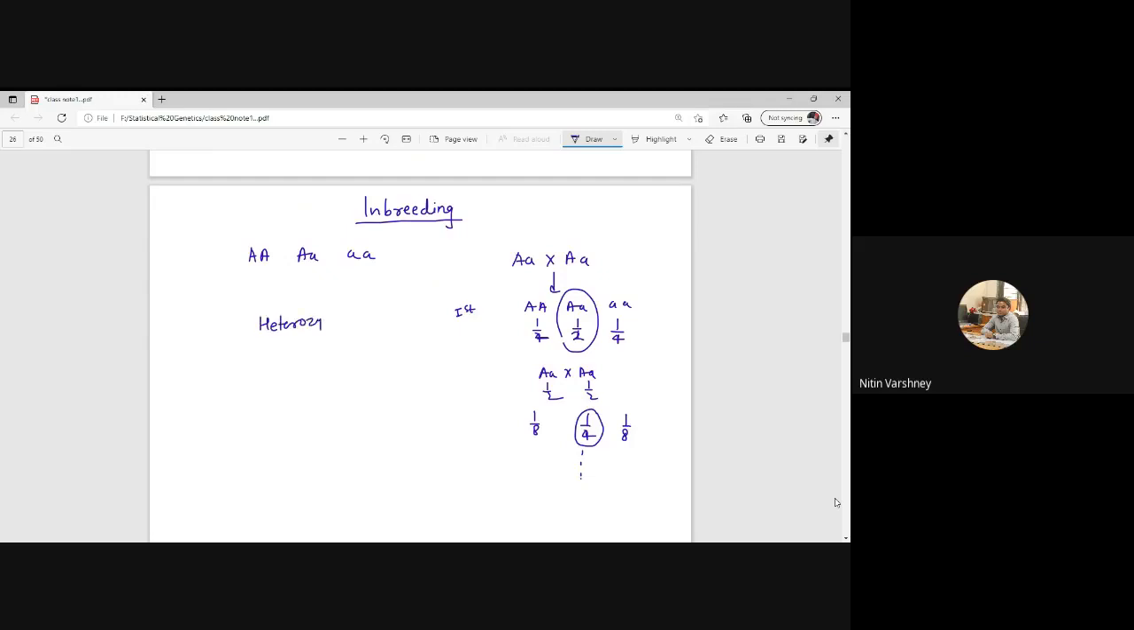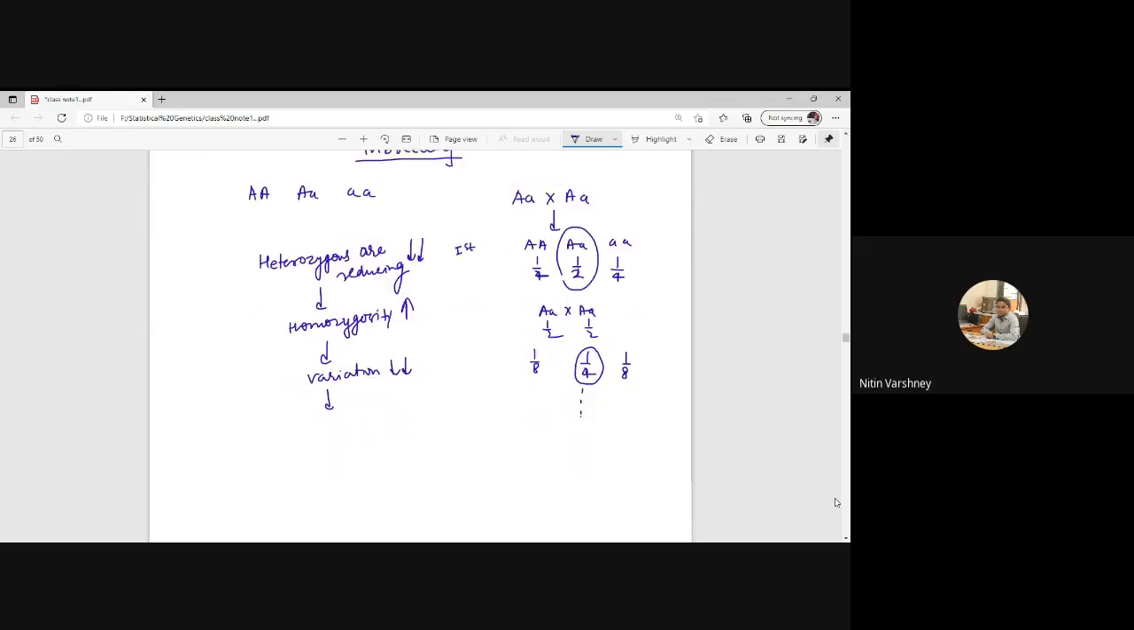Heterozygous are reducing, isn't it? Homozygosity is increasing. Heterozygosity is reducing. So it means the variation is decreasing. Variation in the progeny is decreasing. That's why we will call this inbreeding depression.